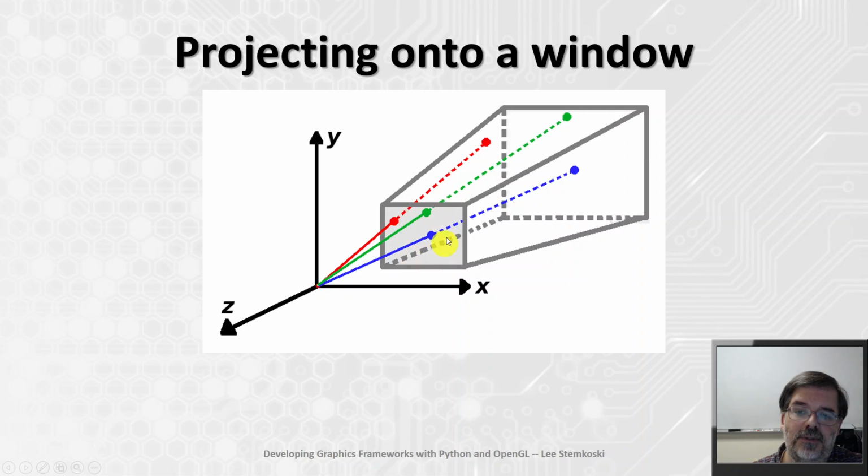To see which points on the projection window correspond to the different points within the frustum, connect the points inside the frustum to the origin with straight lines, and wherever each of these lines intersects this front rectangle, this projection window, those intersections are where these points will show up in your rendered image. So that's the idea on how projection works.